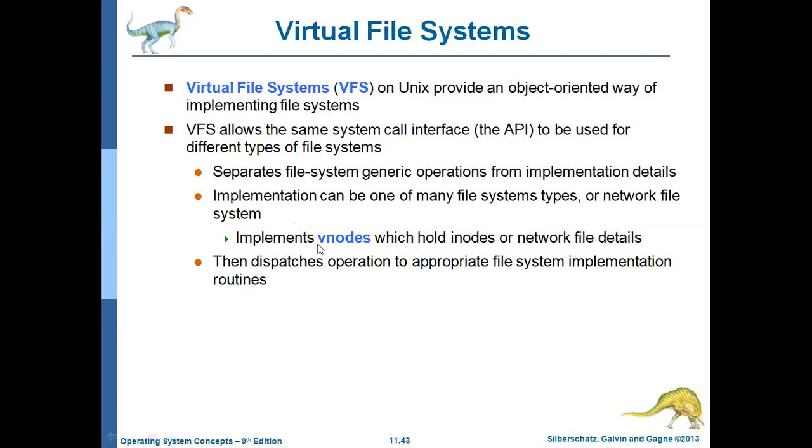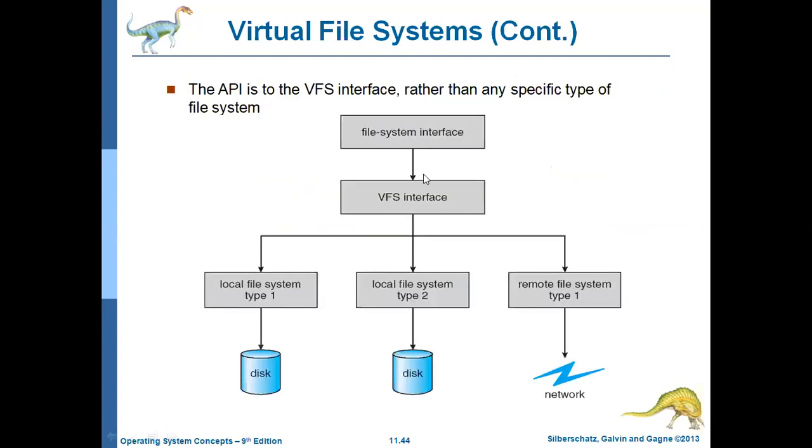It refers to vnodes here. As we have inodes, in the same way we have vnodes with respect to the virtual file system. This is where it separates file system generic operations from implementation details. The API is to the VFS interface rather than any specific type of file system. I have my file system interface, and I have the VFS interface. It will refer to individual local file systems, which can be on the same disk or remotely held in some other system.